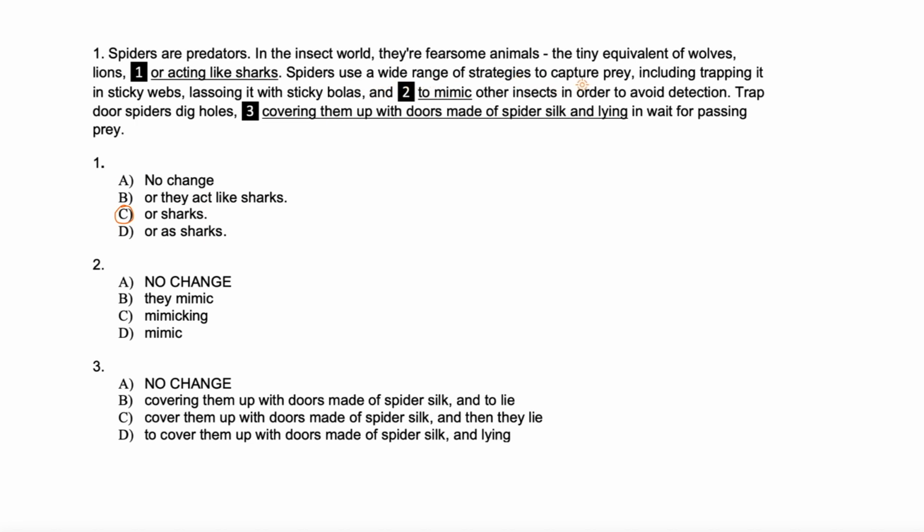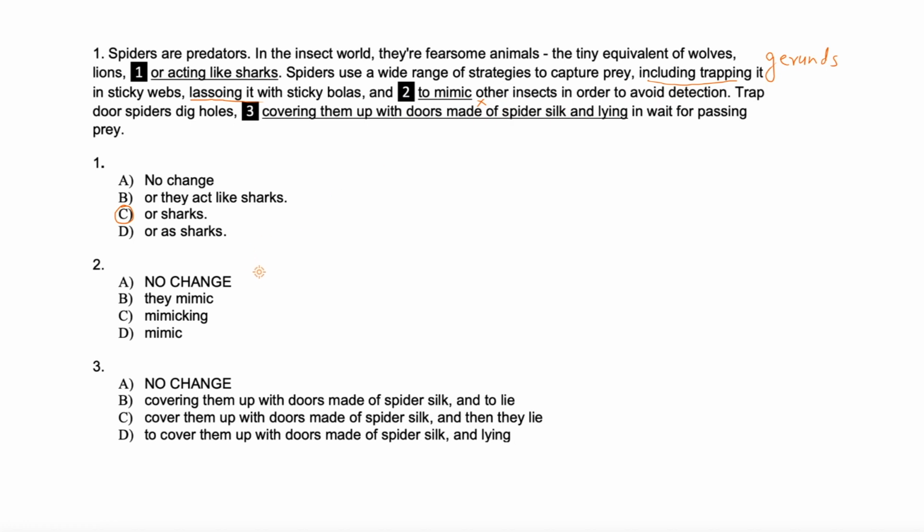Spiders use a wide range of strategies to capture prey, including trapping it in sticky webs, lassoing it with sticky bolas, and to mimic other insects in order to avoid detection. You should have immediately underlined the ing forms: including trapping it in sticky webs, lassoing it with sticky bolas, and to mimic. We have got gerunds over here, and then after that, we have got an infinitive form, which is wrong. So if you're using gerunds throughout, you should use gerunds throughout. You cannot use an infinitive form over here. It is not parallel. So the right version should be and mimicking other insects in order to avoid detection.